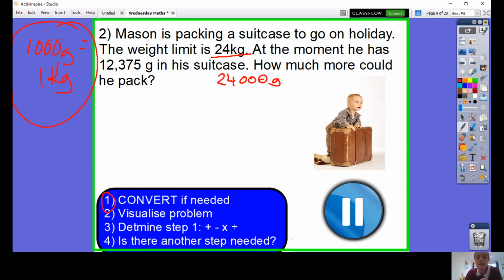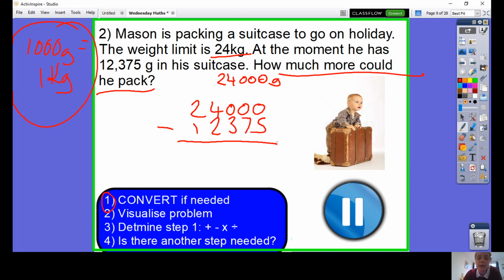Okay, he's already got 12,375 in. How much more? I know that phrase, how much more, means it's also a subtraction. So I'm doing 24,000, take away 12,375. Going to have to do some regrouping again.